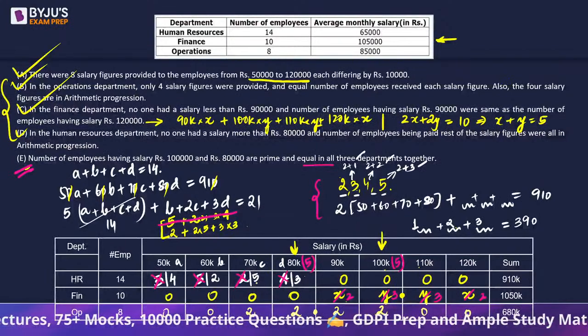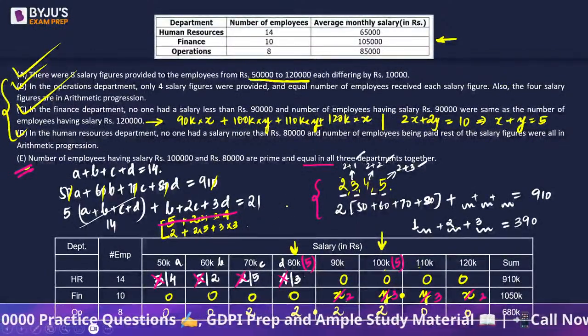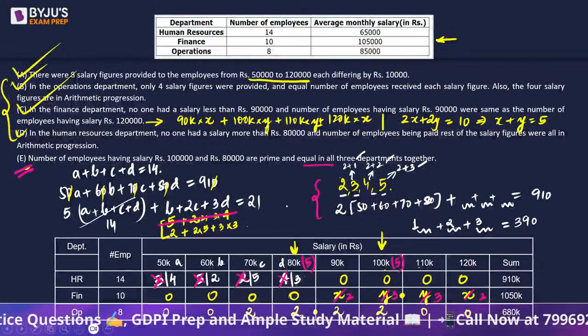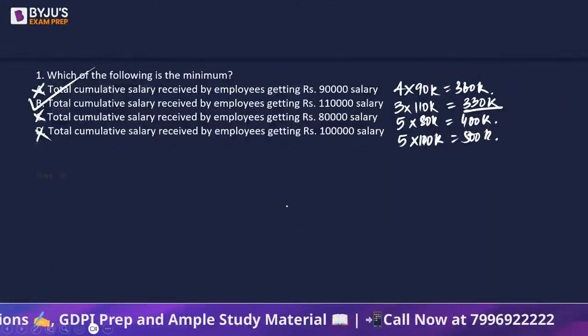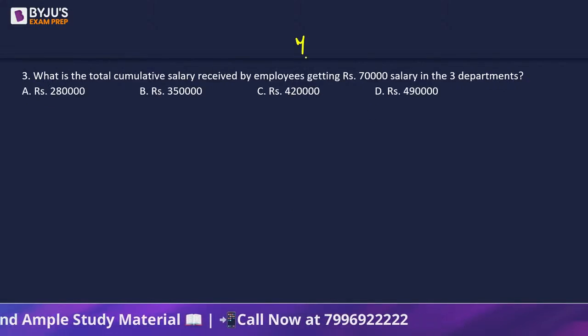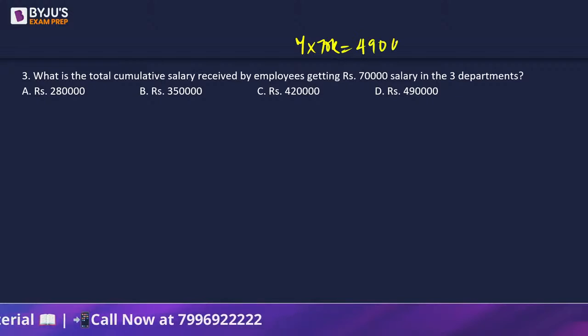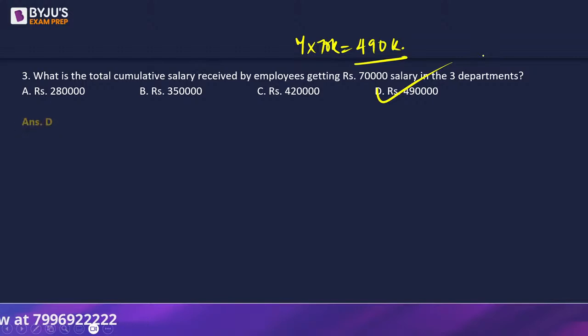So 70,000 में total employees, there are 7 of them. है ना? Across all the 3 departments, 7 लोग हैं. हर एक को 70,000 मिलता है. So can we say कि 7 employees are there, each receives 70,000, so total 49 and a 0. 490,000 is the cumulative salary they get.